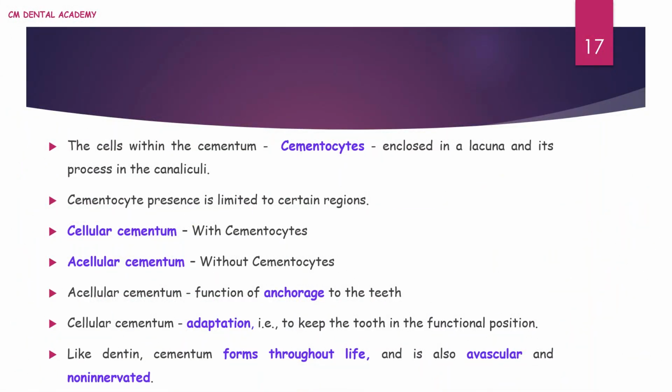The cells within the cementum, once it is formed, are present in spaces called lacunae. These are called cementocytes. The cytoplasmic processes of these cementocytes are called canaliculi. The cementocytes are not present throughout the cementum. They are limited to a particular area.